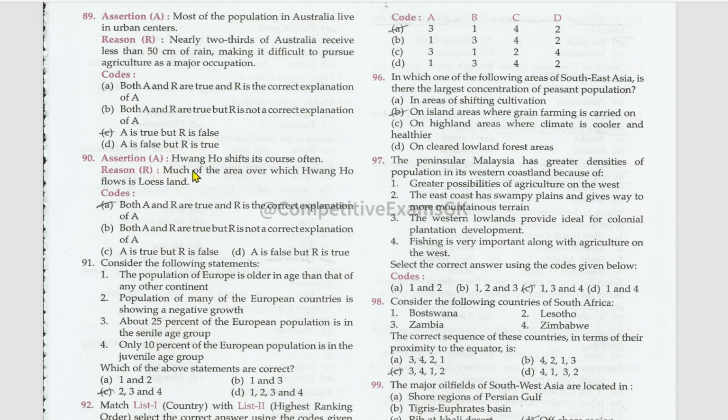Next, assertion reason. Huanghe shifts its course often, right? Much of the area over which Huanghe flows is lowest land. True, and this is the correct explanation for the assertion.